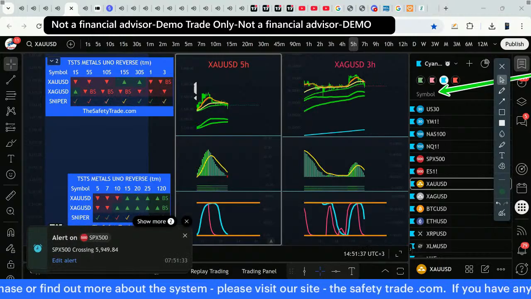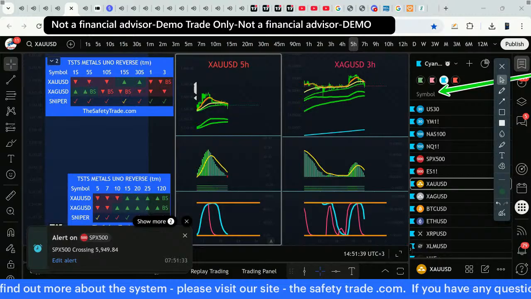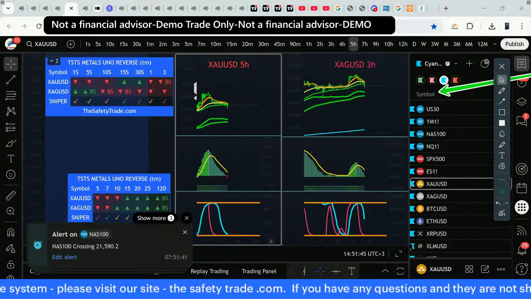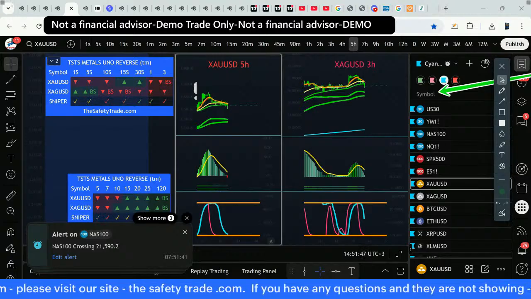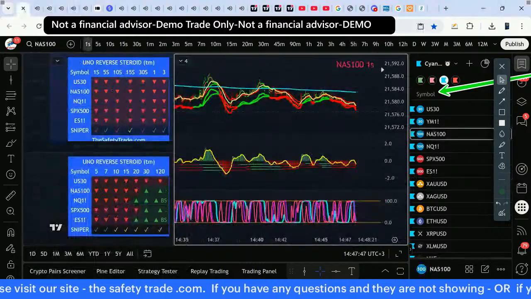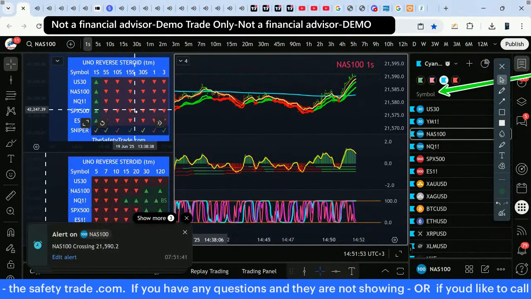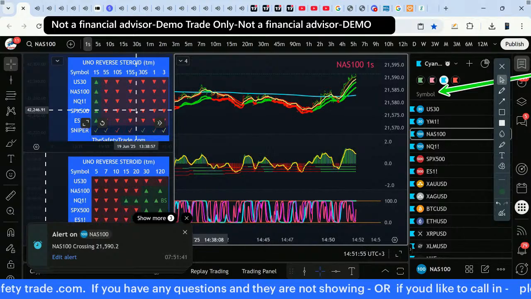SPX 1. Seems like we're being triggered. We're being triggered. See, trigger. All green alerts.